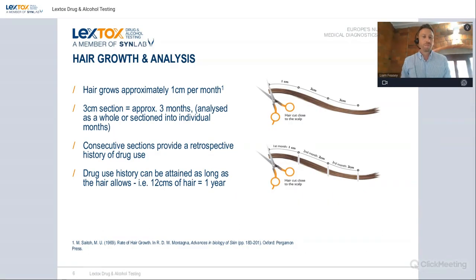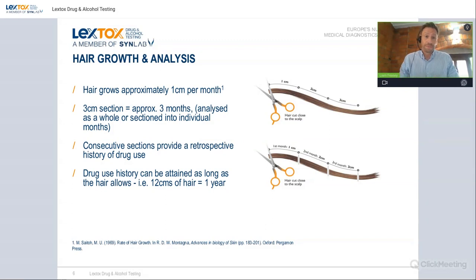Okay, so I'll talk a bit about the science behind hair testing first of all, and how drugs and alcohol markers get into the hair, and then I'll go through the drug testing and the alcohol tests that are available and explain what they can and can't provide.